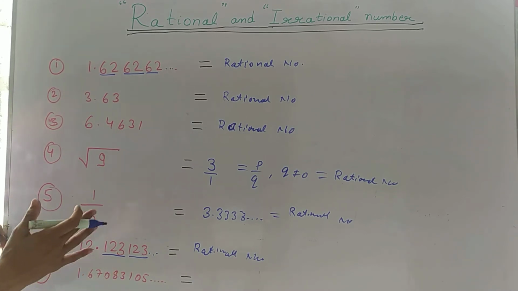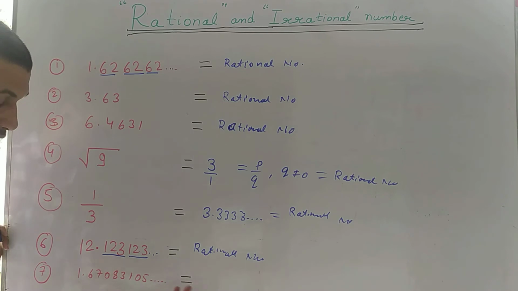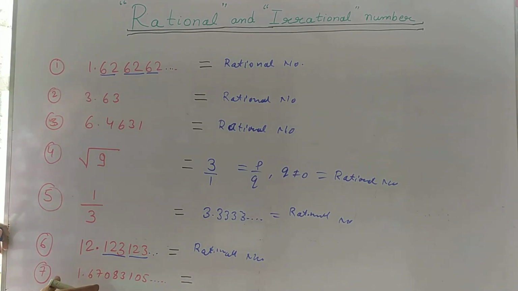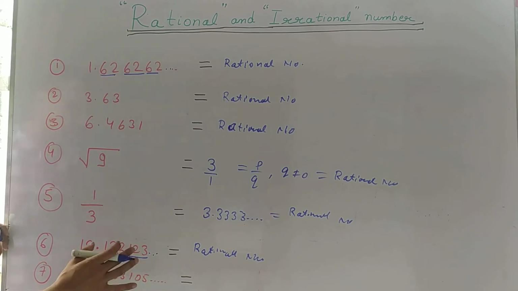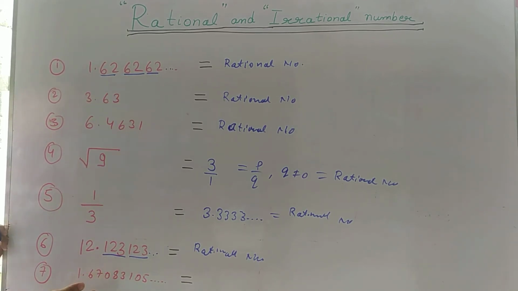Now, seventh question. 1.67031105. Now you can see after the decimal 670382105. There is non-terminating, the dot is going on. And the second thing is that after the decimal there is not a perfect pattern like this. So we can say that this is non-terminating and non-repeating. So in this case, this is an irrational number.